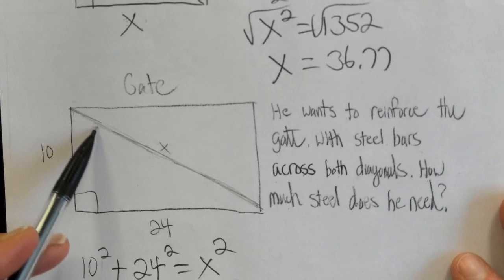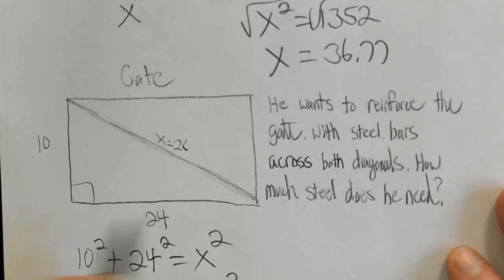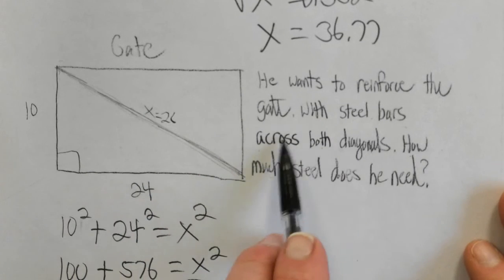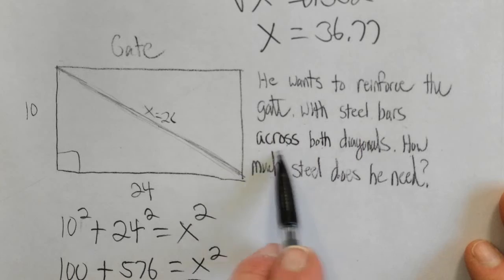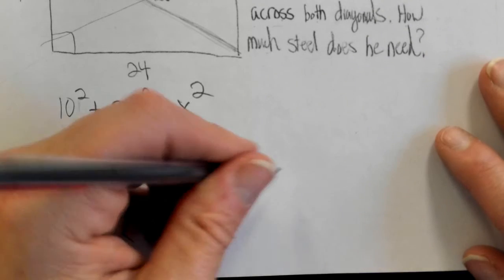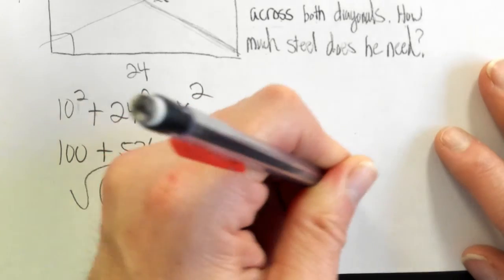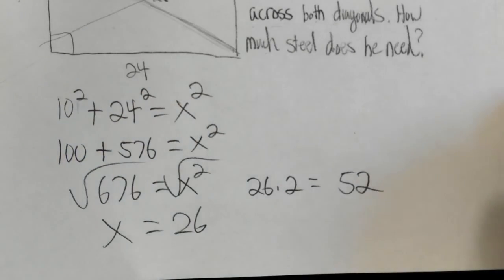That's only the length of one of the steel bars, right? How many steel bars does he want? He wants to reinforce it with steel bars across both diagonals. So we need 26 plus 26, or 26 times 2 makes 52, the correct answer.